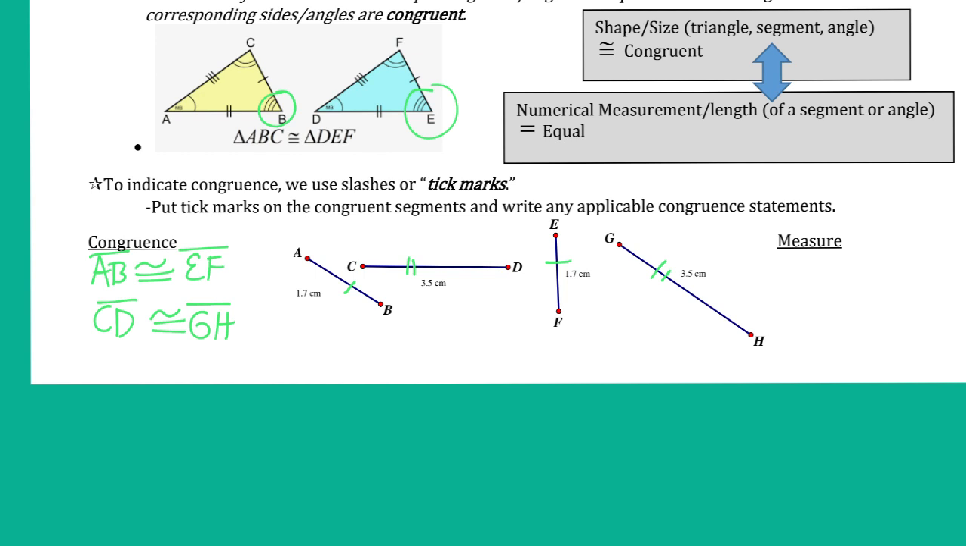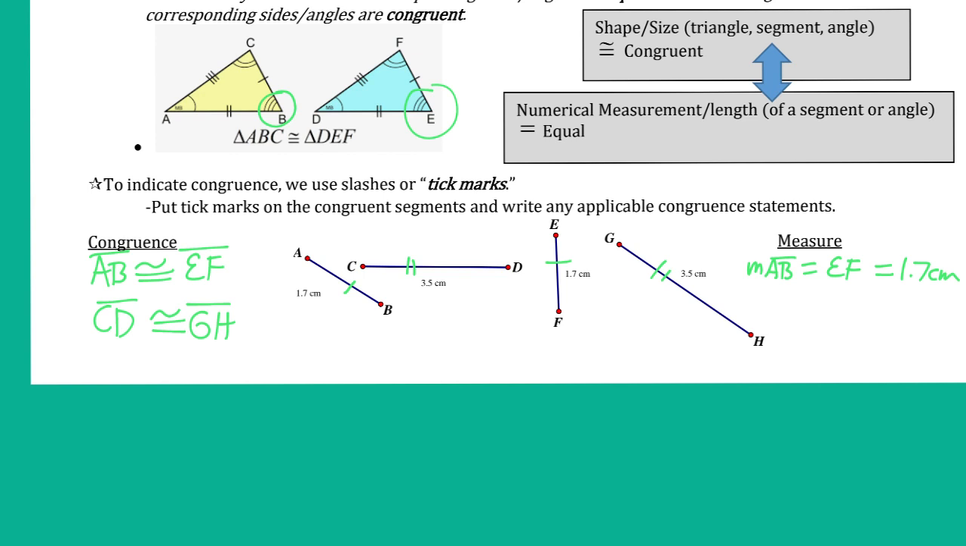I could write the measure of segment AB equals the measure of EF. I'm bored of saying that. How about if we just say the length of EF? Those 2 segments are equal to each other and they both equal 1.7 centimeters. So lengths or numerical values can be equal.